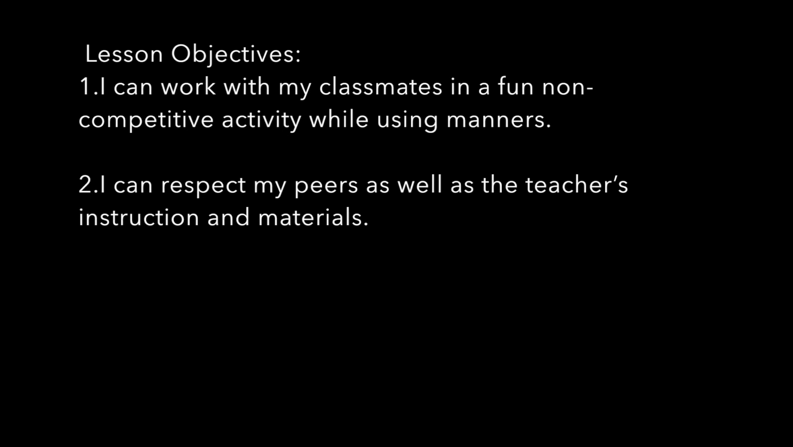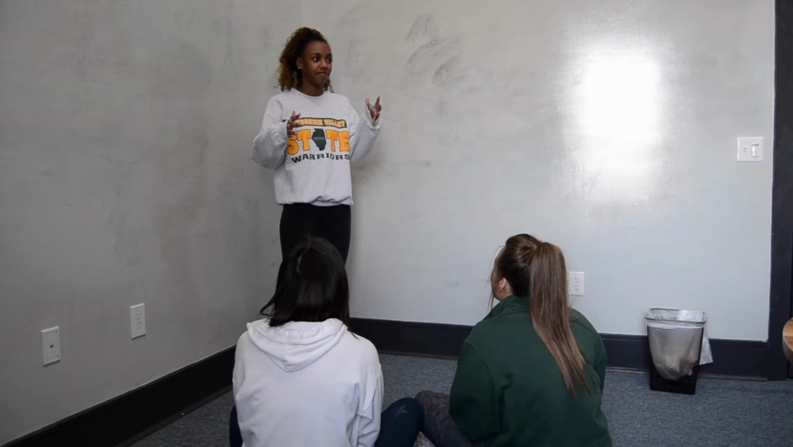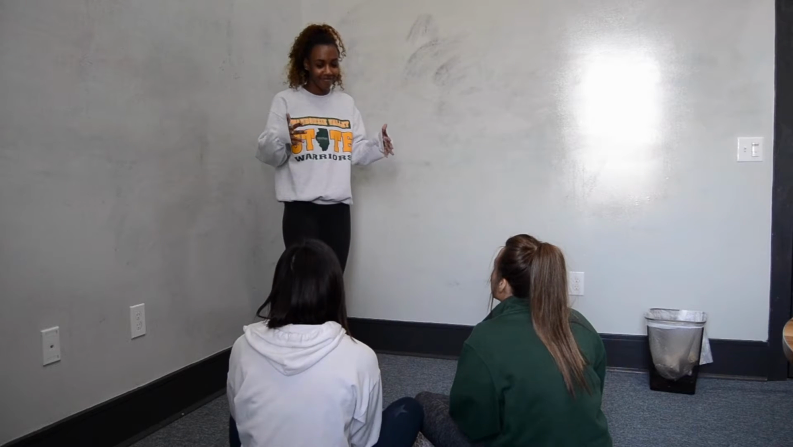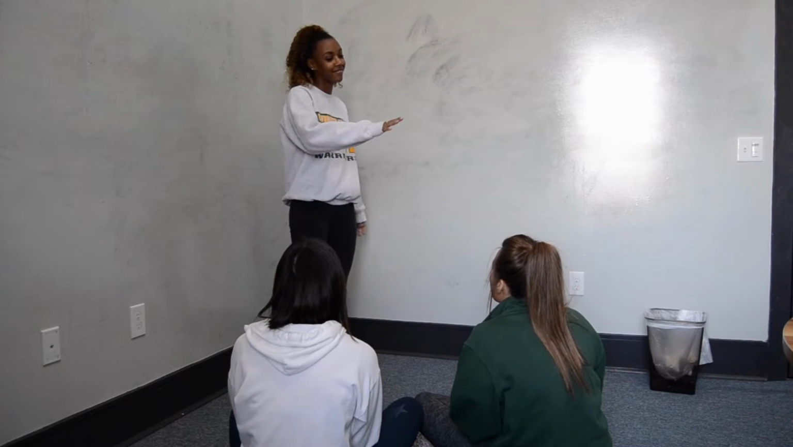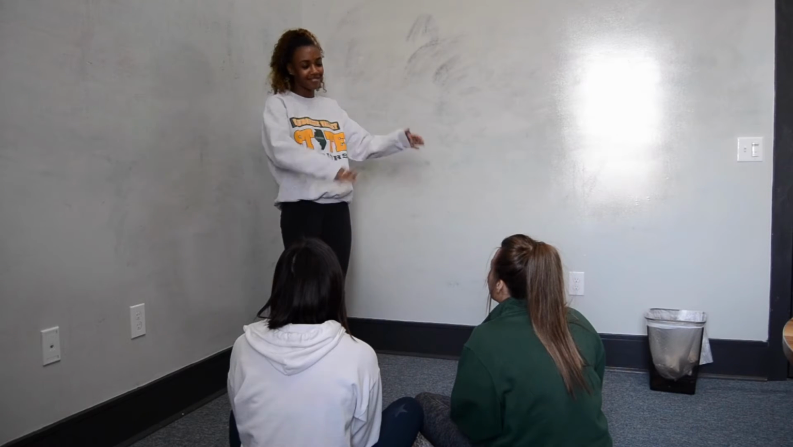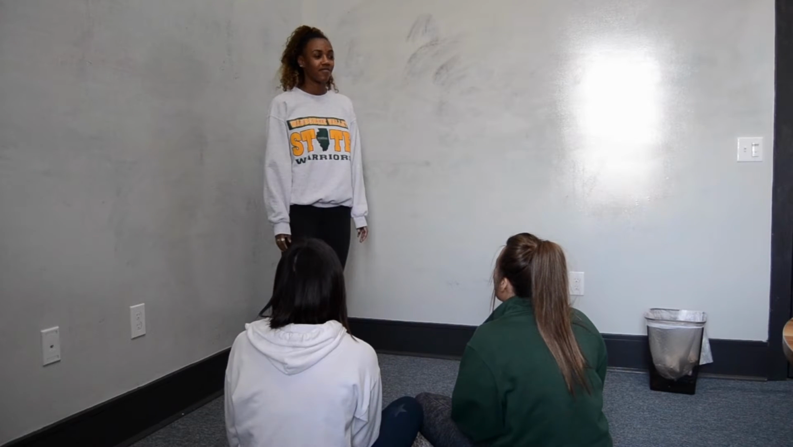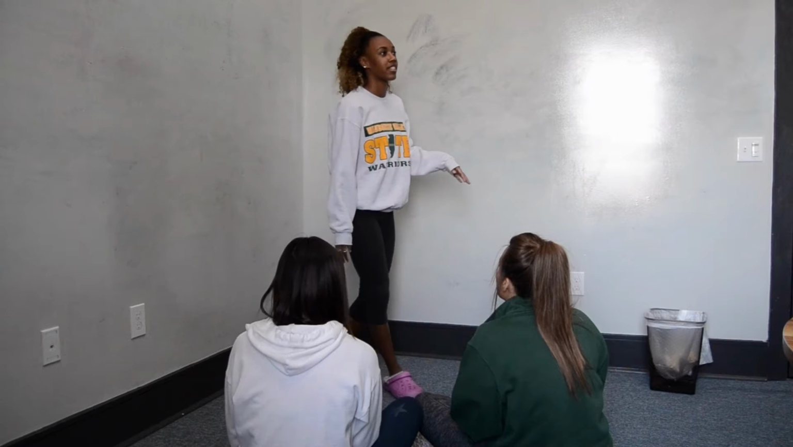Lesson objectives. 1. I can work with my classmates in a fun, non competitive activity while using manners. 2. I can respect my peers as well as the teacher's instruction and material. Tell the students that they are going to be playing a game of tag where each student gets to be it. Let students know that they will be able to run around the open space trying to tag others while also avoiding being tagged by their classmates.